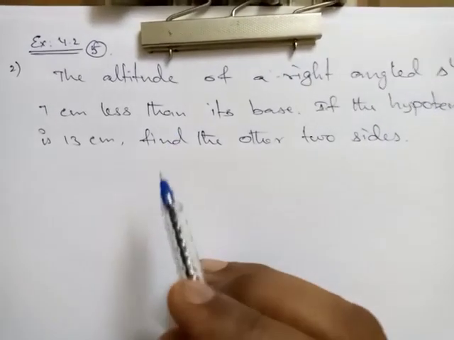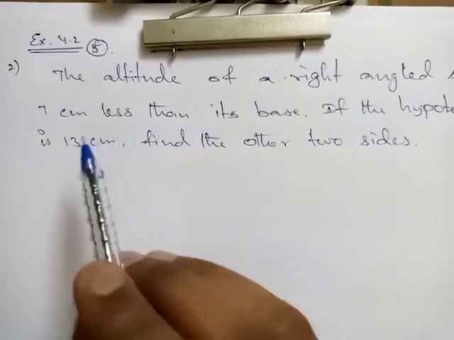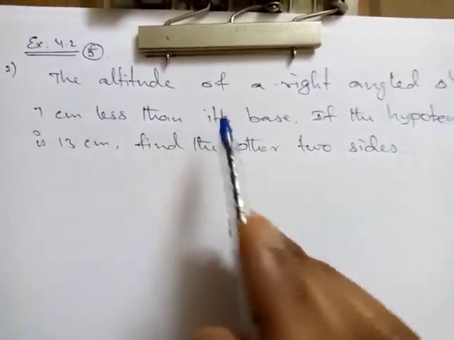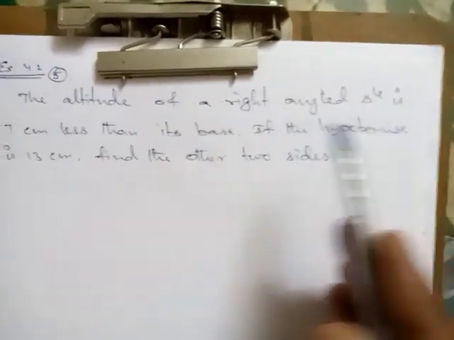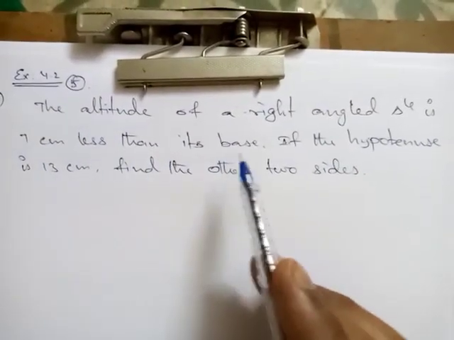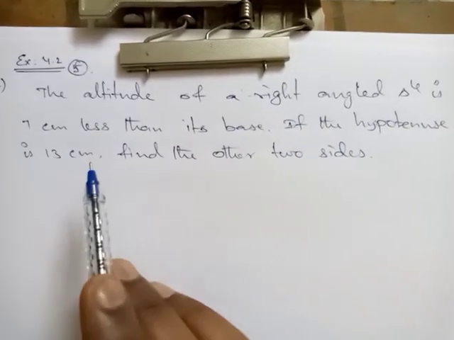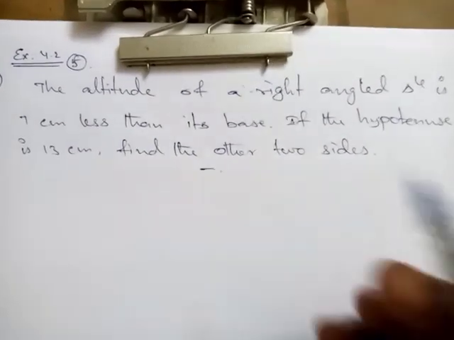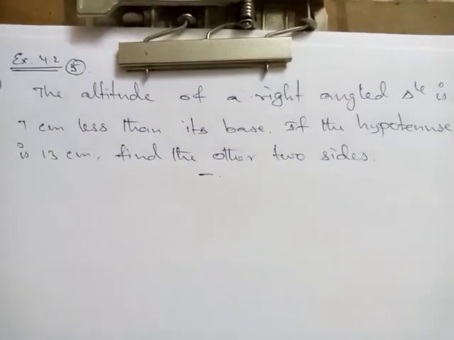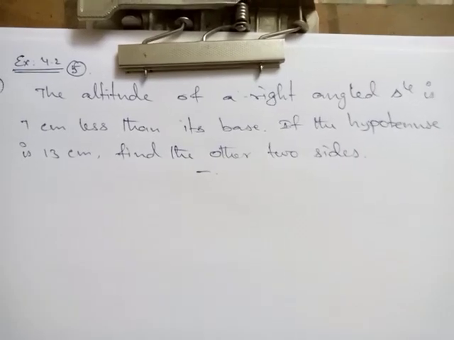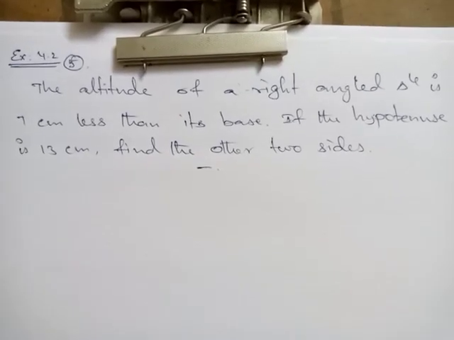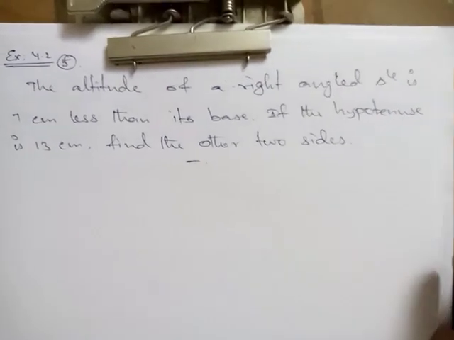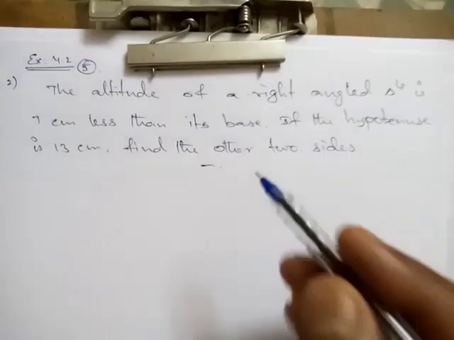Class 10 mathematics, quadratic equation. See this exercise 4.2, fifth sum. The altitude of a right angled triangle is 7 centimeter less than its base. If the hypotenuse is 13 centimeter, find the other two sides. This is the question. Before this they gave the quadratic equation directly. Here we have to form the quadratic equation from the given data. So read the question one or two times, then you can get a clear idea.